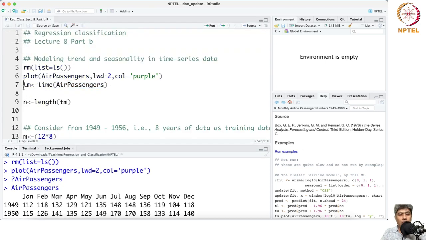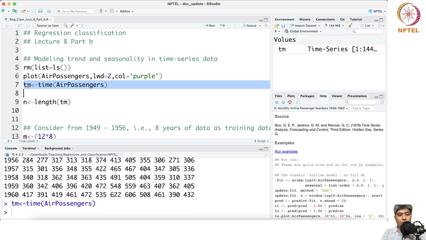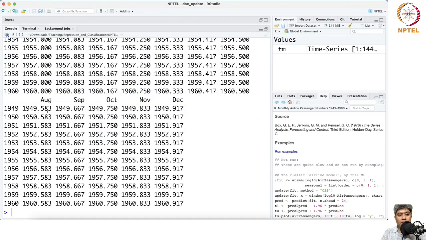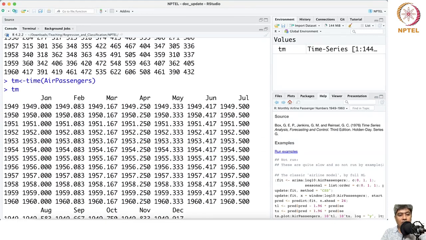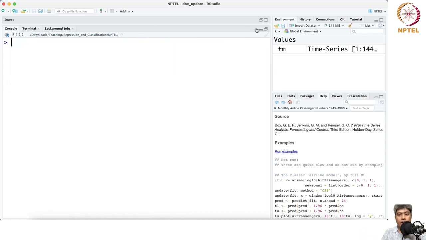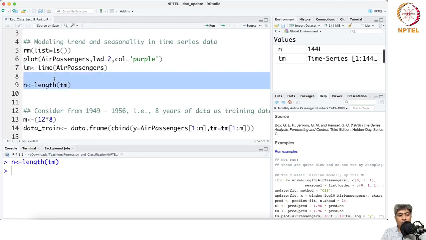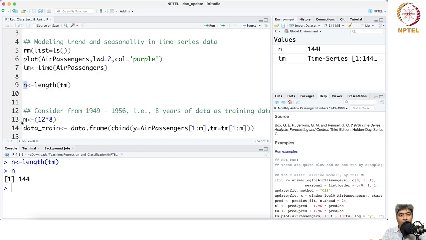Now from here I'm going to extract the time. We call it TM, and if I plot TM, you can see that for every month, January, February, March, the time is converted into a numerical value. N is the length of TM, so about 144 values are there.